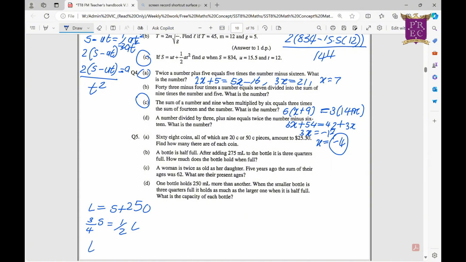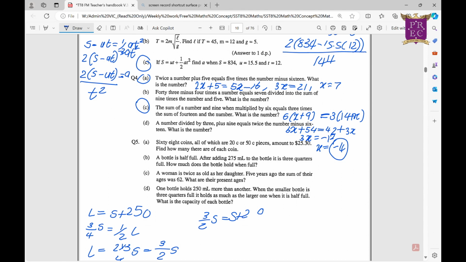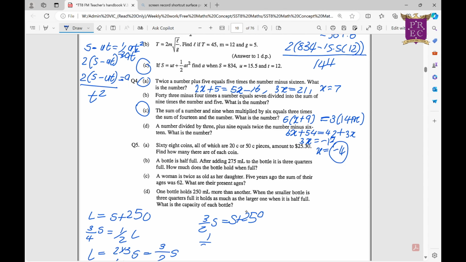L is equal to 2 times 3 over 4 S, which gives us 3 on 2 S. Now we know that L is equal to 3 on 2 S. So we can replace this L with 3 on 2 S. 3 on 2 S is equal to S plus 250. 3 on 2 S minus S gives us 1.5 minus 1S, which is half S, is equal to 250.